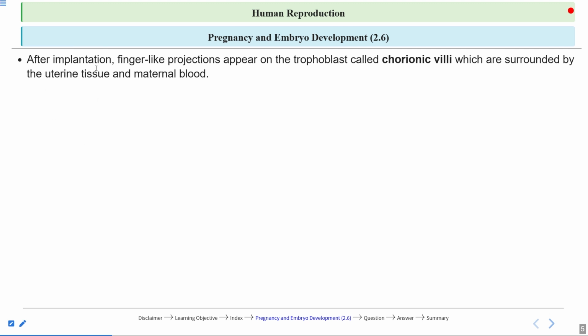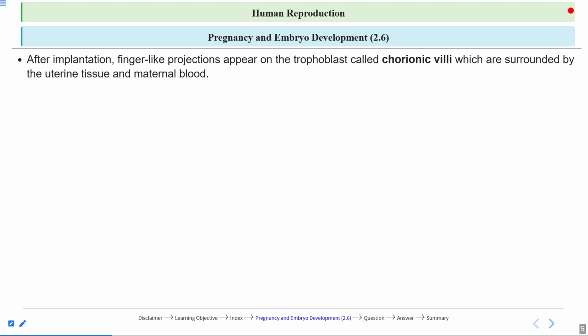Now, what happens after the implantation? So what was implantation? Implantation is when the blastocyst attaches to the endometrium of the uterus. Endometrium is the innermost wall of the uterus. The uterus wall has 3 layers: perimetrium, myometrium and endometrium. The blastocyst attaches to the endometrium.